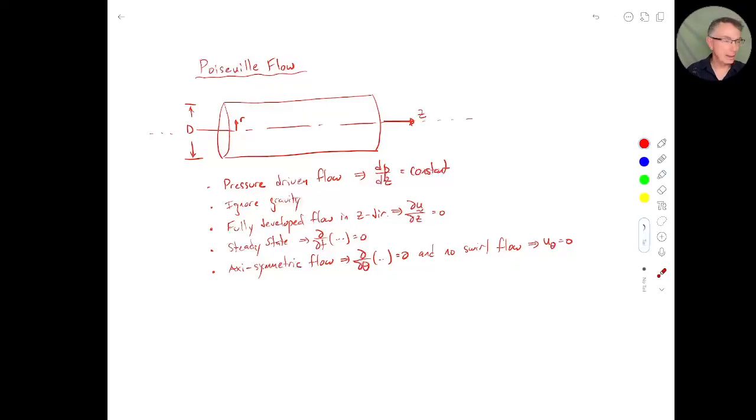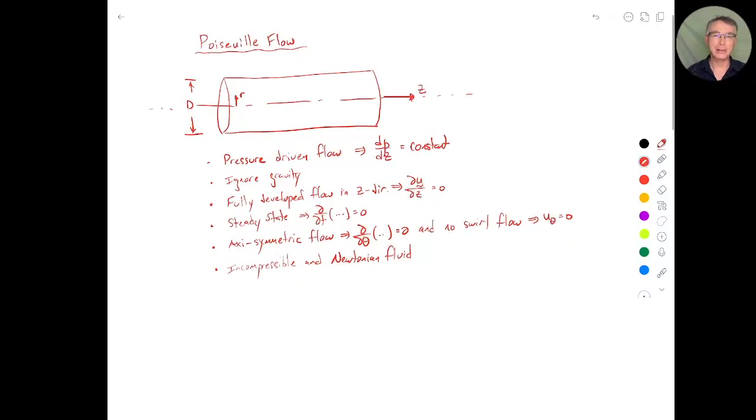Okay, and then I'm trying to think if there's anything else. I think that's it for now. Oh, actually couple more. We'll say that we're dealing with an incompressible fluid. So we don't worry about variations in density. And we'll also say it's a Newtonian fluid. So that gives us a relationship between shear stresses and the velocity gradient. Again, you can relax these assumptions, but the classic Poiseuille flow makes these assumptions. Okay, let's go ahead and get started.